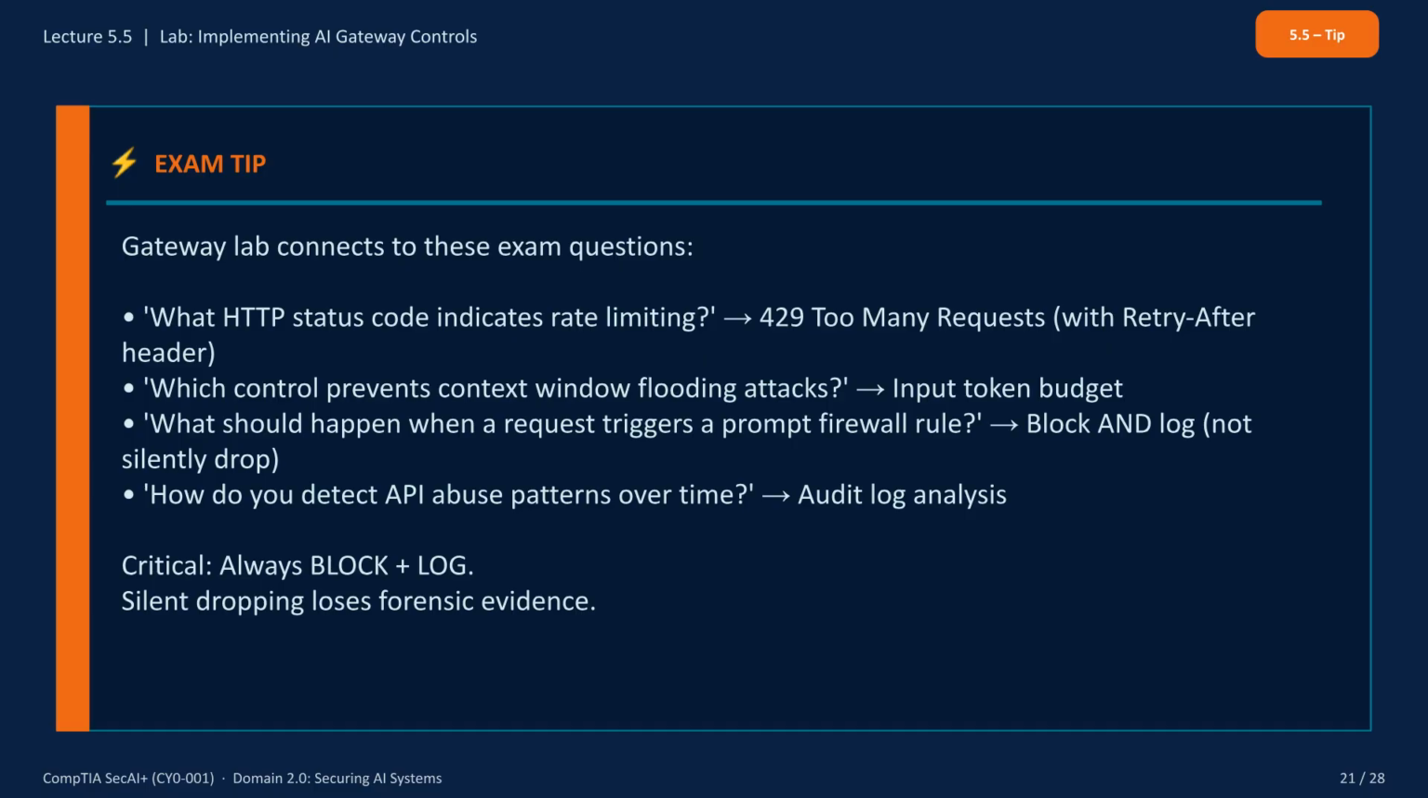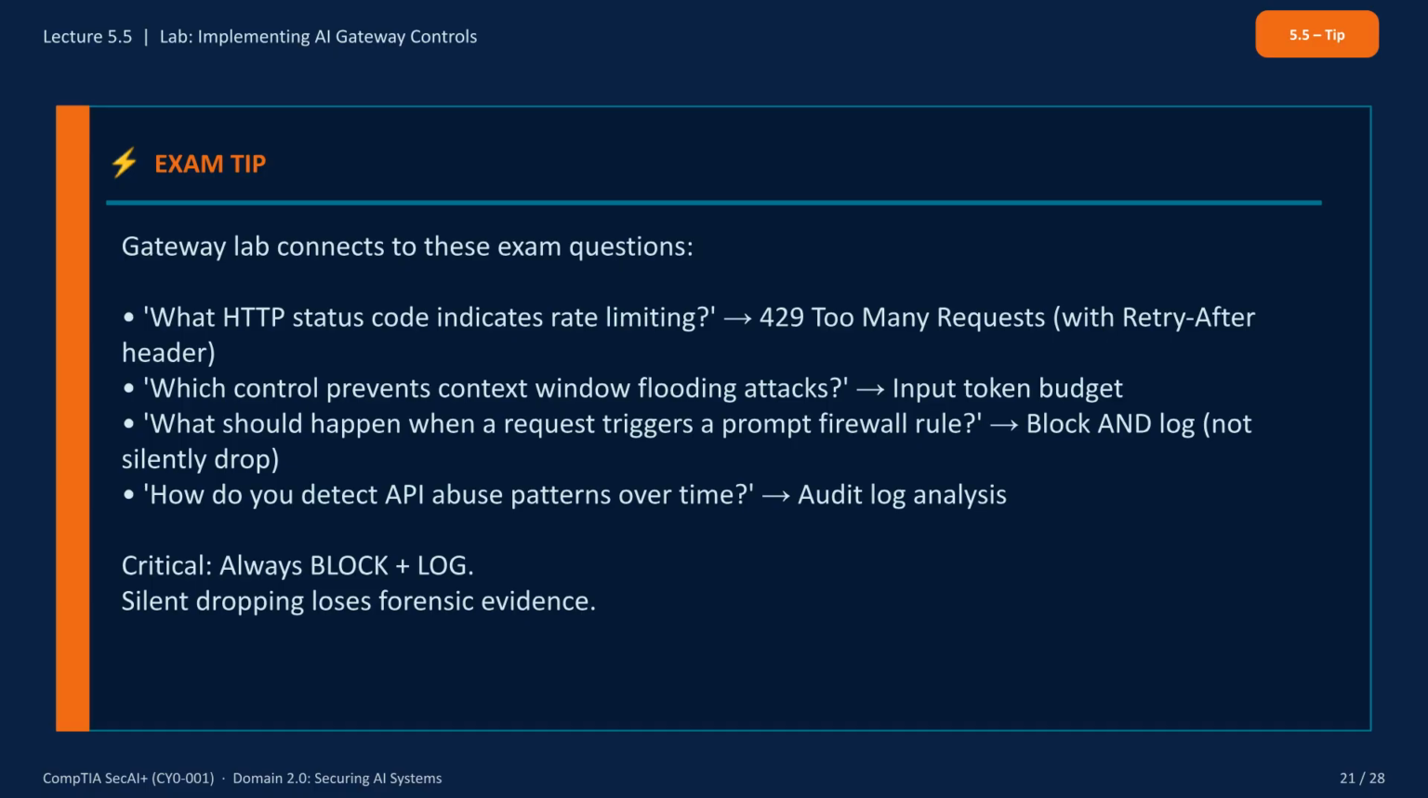The lab reinforces 3 exam-critical points. First, HTTP status codes, 429 for rate limiting, 413 for oversized payloads. Second, the correct action when a prompt firewall triggers is block and log. Never silently drop requests, because that destroys the forensic evidence your security team needs for incident investigation and pattern analysis. And third, audit logs must be structured with enough detail to support both real-time alerting and historical analysis. Every blocked request should record who, what, when, why, and where.